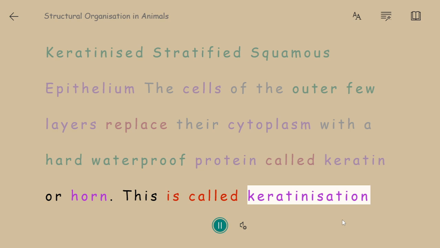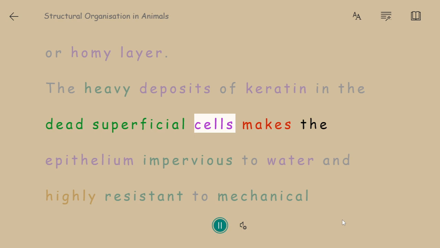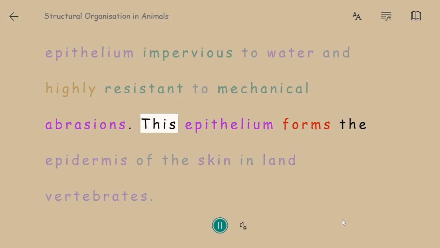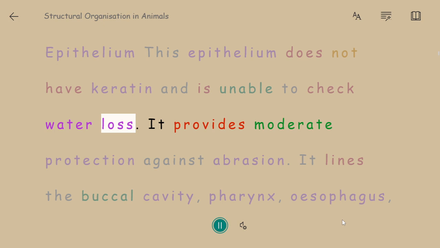These layers of flat, dead cells are called stratum corneum or horny layer. The heavy deposits of keratin in the dead superficial cells make the epithelium impervious to water and highly resistant to mechanical abrasions. This epithelium forms the epidermis of the skin in land vertebrates. Non-keratinized stratified squamous epithelium. This epithelium does not have keratin and is unable to check water loss. It provides moderate protection against abrasion.